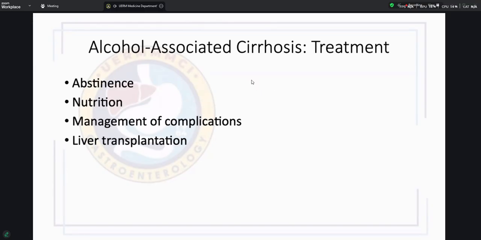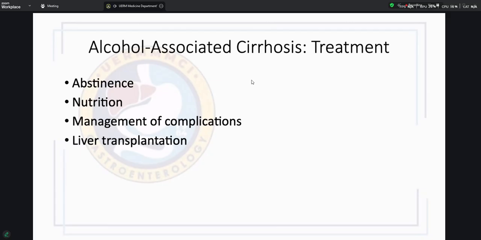For the treatment, abstinence is the cornerstone of therapy for patients with alcohol-associated liver disease. So even if you give whatever treatment, for as long as the patient continues to drink alcohol, there will be progression of the condition. Good nutrition is also important, and we should also educate the patients on possible complications, what to watch out for, like the development of ascites, variceal hemorrhage, encephalopathy, and if these are present, this all requires specific management, which I will discuss later.